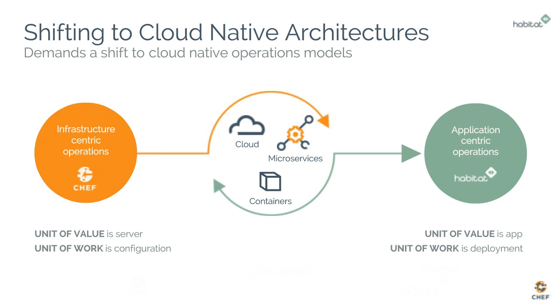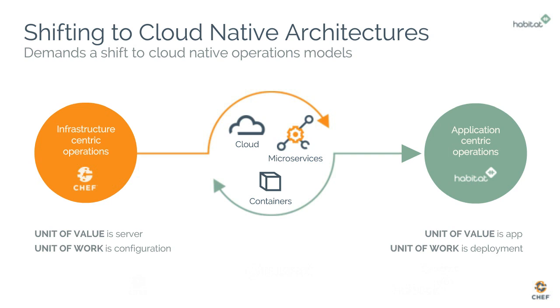With application-centric operations, the unit of value is the application itself. All automation is done in service to the application, and then enabling that application to run reliably, predictably, and well, regardless of the underlying infrastructure. So here the unit of value is the application, and the unit of work is the deployment itself. And so what we're seeing is the two sets of technologies, how they work together and how their strengths can complement one another's.